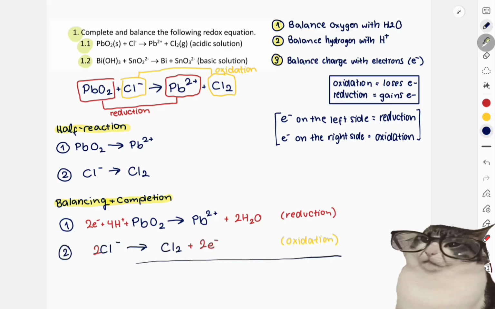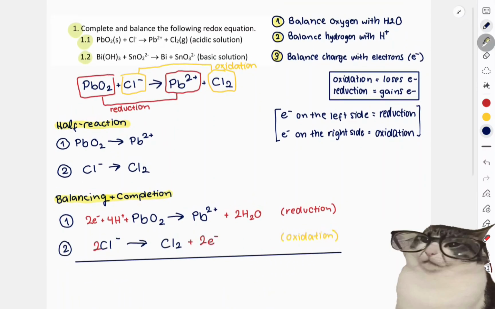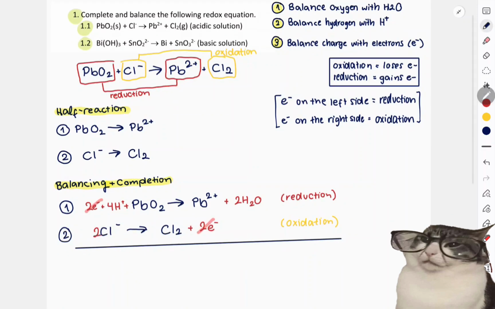And the last step is to add the half reactions or to complete the half reactions. So basically you just cancel out things that are on the opposite sides of the equation. In this case we can cancel out the 2 electrons over here and over here. Other than those, there is nothing else that we can cancel out, so let us write down the entire equation, but we just omit the items that we just cancelled out.